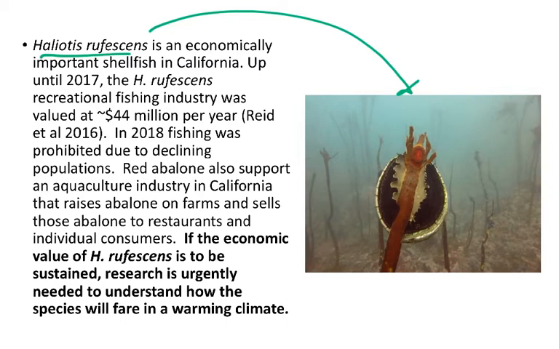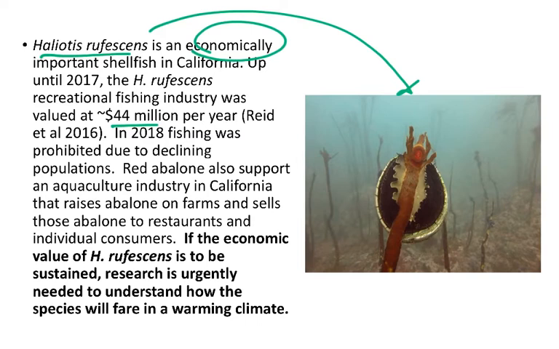Again, this is an example from one of my own proposals, and what I'm trying to make the case for here, and why people should care, is that this particular species has economic importance. I provide numbers: the fishing industry was valued at $44 million per year, but that fishery has now been closed. Red abalone also support an aquaculture industry that provides revenue for California.